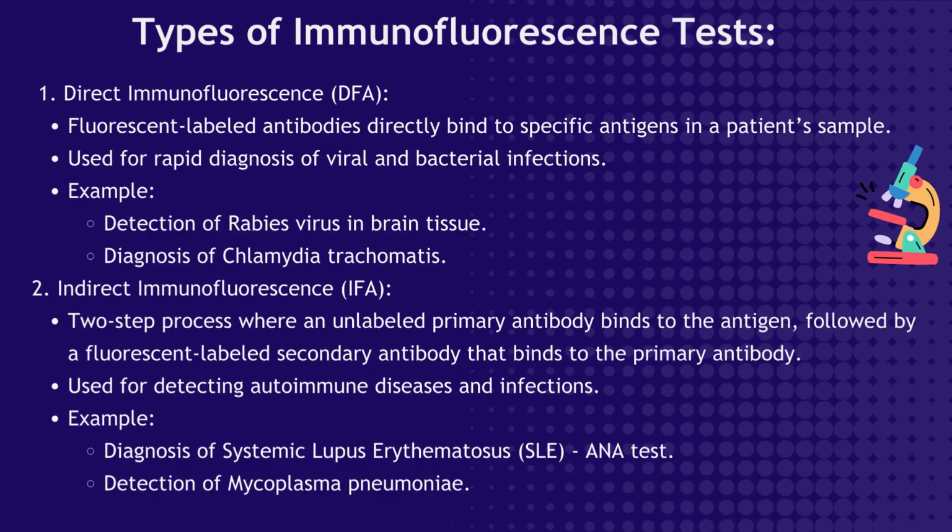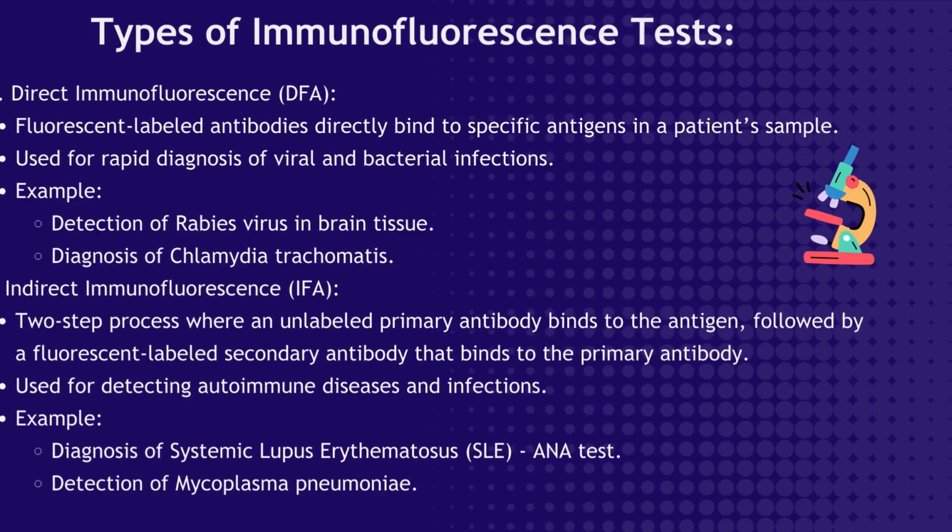Indirect immunofluorescence, IFA. Two-step process where an unlabeled primary antibody binds to the antigen, followed by a fluorescent-labeled secondary antibody that binds to the primary antibody. Used for detecting autoimmune diseases and infections. Example: diagnosis of systemic lupus erythematosus, SLE, ANA test, detection of Mycoplasma pneumoniae.